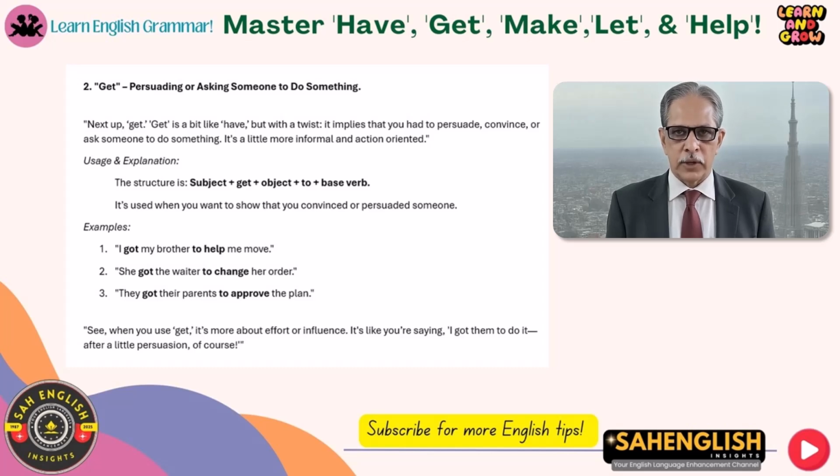Examples. 1. I got my brother to help me move. 2. She got the waiter to change her order. 3. They got their parents to approve the plan. See, when you use get, it's more about effort or influence. It's like you're saying, I got them to do it. After a little persuasion, of course.